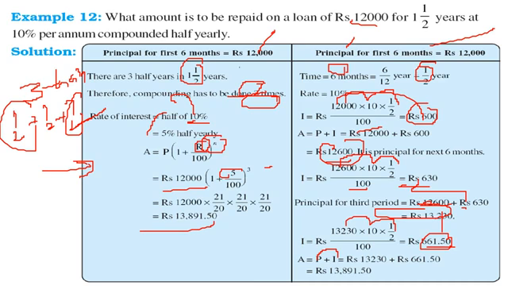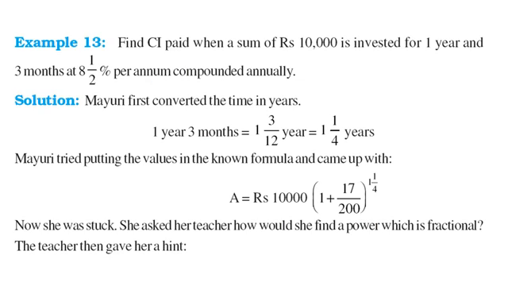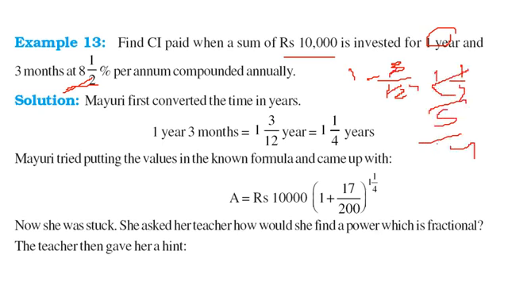You get 13,891.50. Find the compound interest paid when a sum of this much is invested for 1 year and 3 months at this much per annum compounded annually. So how will Mayuri go about this? Mayuri first converted the time in years. So 1 year 3 months means we have in all total months, 3/12, so 3/12 is 1/4. 4 1s are 4, 5, 5/4 it is. So you can write directly 5/4, or it will be 1 and 1/4.